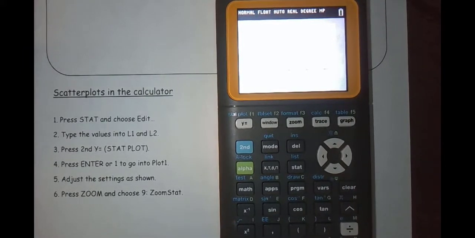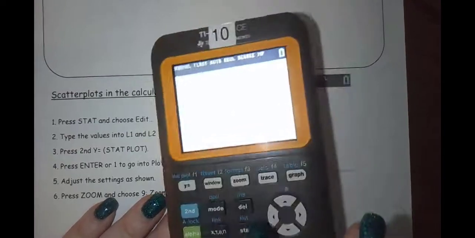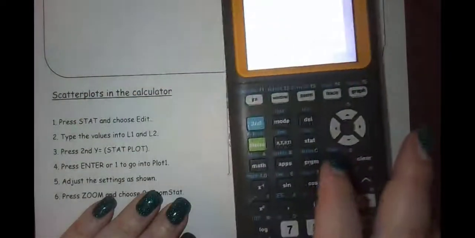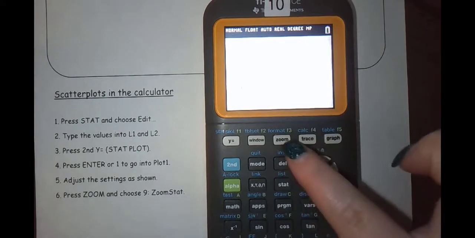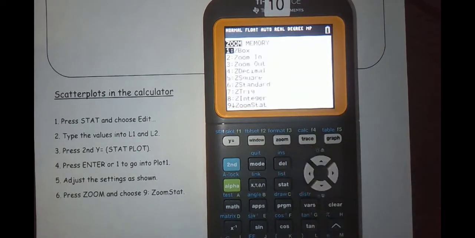Right now, I don't know if you can see, there's nothing on the screen. Well, that's okay because I'm about to teach you the coolest trick in all of calculator fun. If you press zoom, and then you press 9, or you can scroll down to 9, but pressing 9 is a lot easier. Boom, now we have a scatter plot.